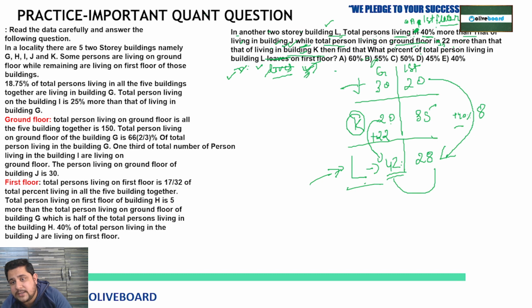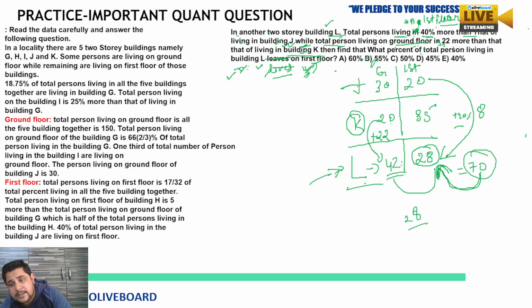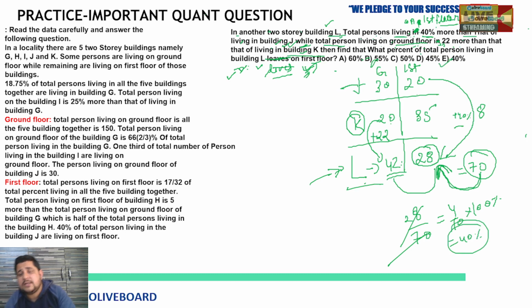Now we have the total data. 42 and 28, the sum will be 70. Okay. Now what we need to find out is, with respect to the total number of persons in building L, the persons living on the first floor are how much percent? So 28 upon 70. It can easily be cancelled by 4. So 4 by 10, multiply by 100 also you can do, or 4 by 10 represents 40% directly. So this option E will be the correct answer.